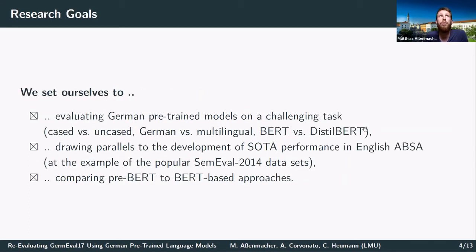So what we wanted to do was to evaluate currently available German pre-trained language models on these tasks: cased versus uncased models, German versus multilingual models, and also BERT versus DistilBERT models. Then we wanted to draw parallels from our observations to the development of the state-of-the-art performance for English aspect-based sentiment analysis, as already mentioned with the example of this popular SemEval 2014 dataset. And also to compare the BERT-based approaches we're performing here to the pre-BERT approaches from 2017.